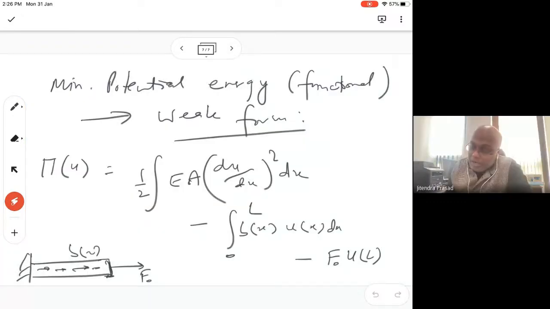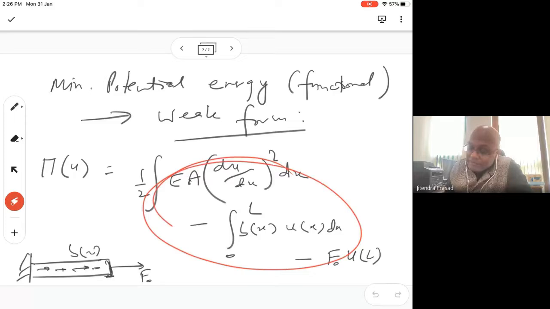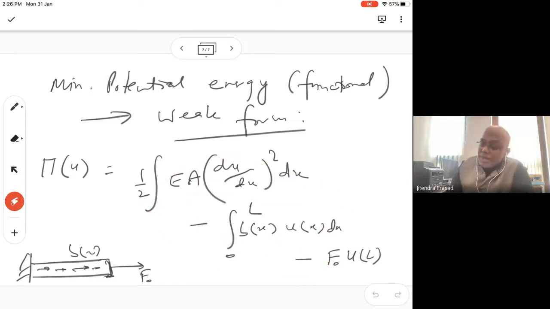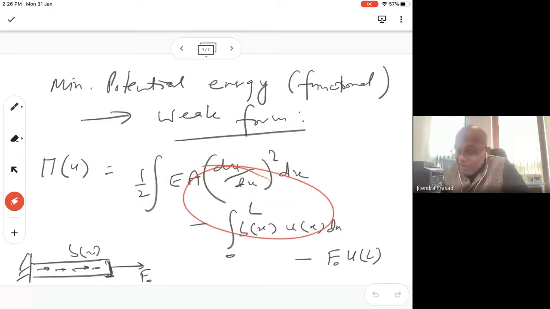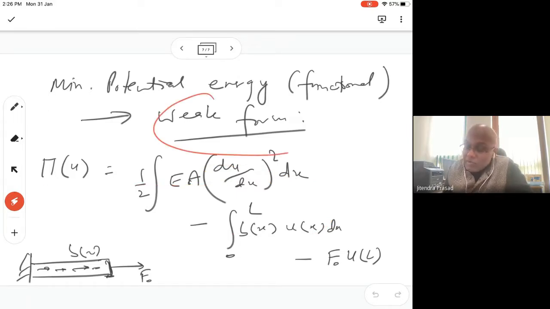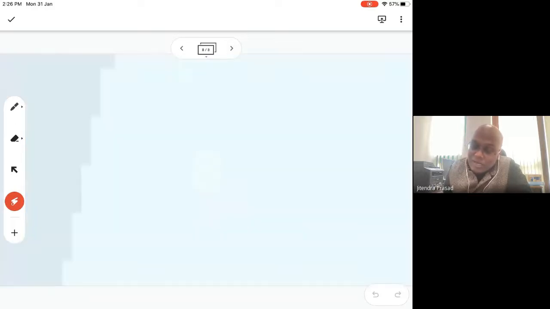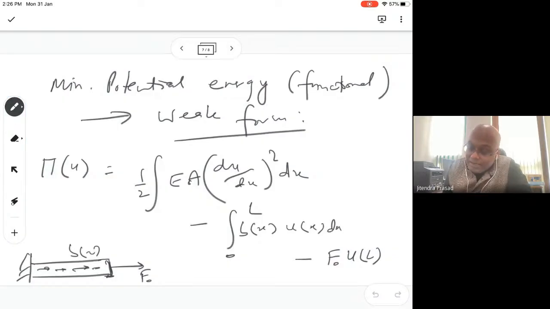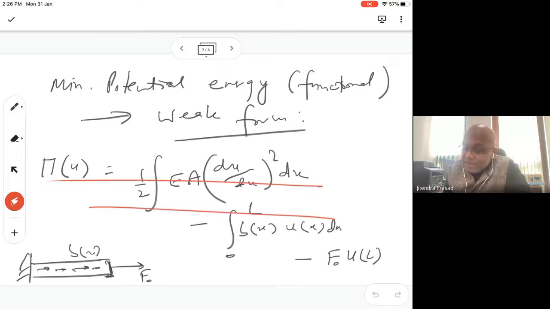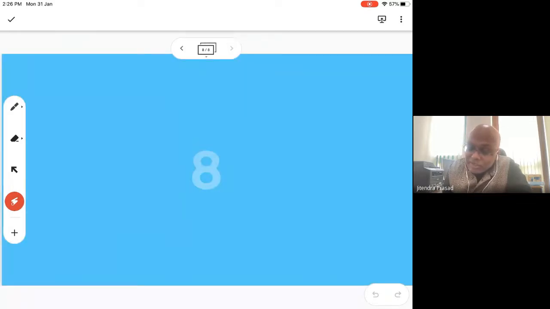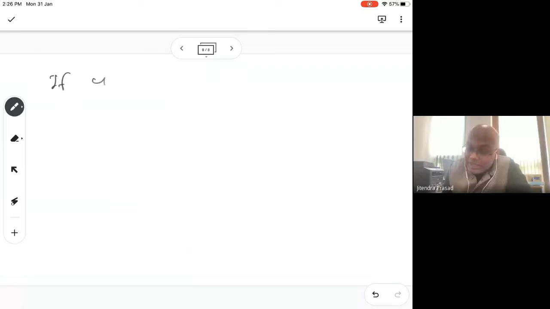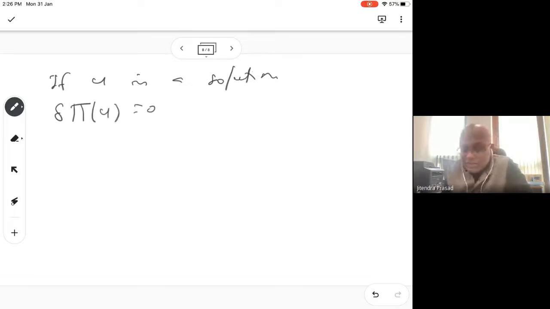Okay. So we see this thing here. Now we want to make or convert that into a weak form. And how do you do that? So this is minimum potential energy. If U is a solution, then the variation in the potential energy has to be equal to 0.